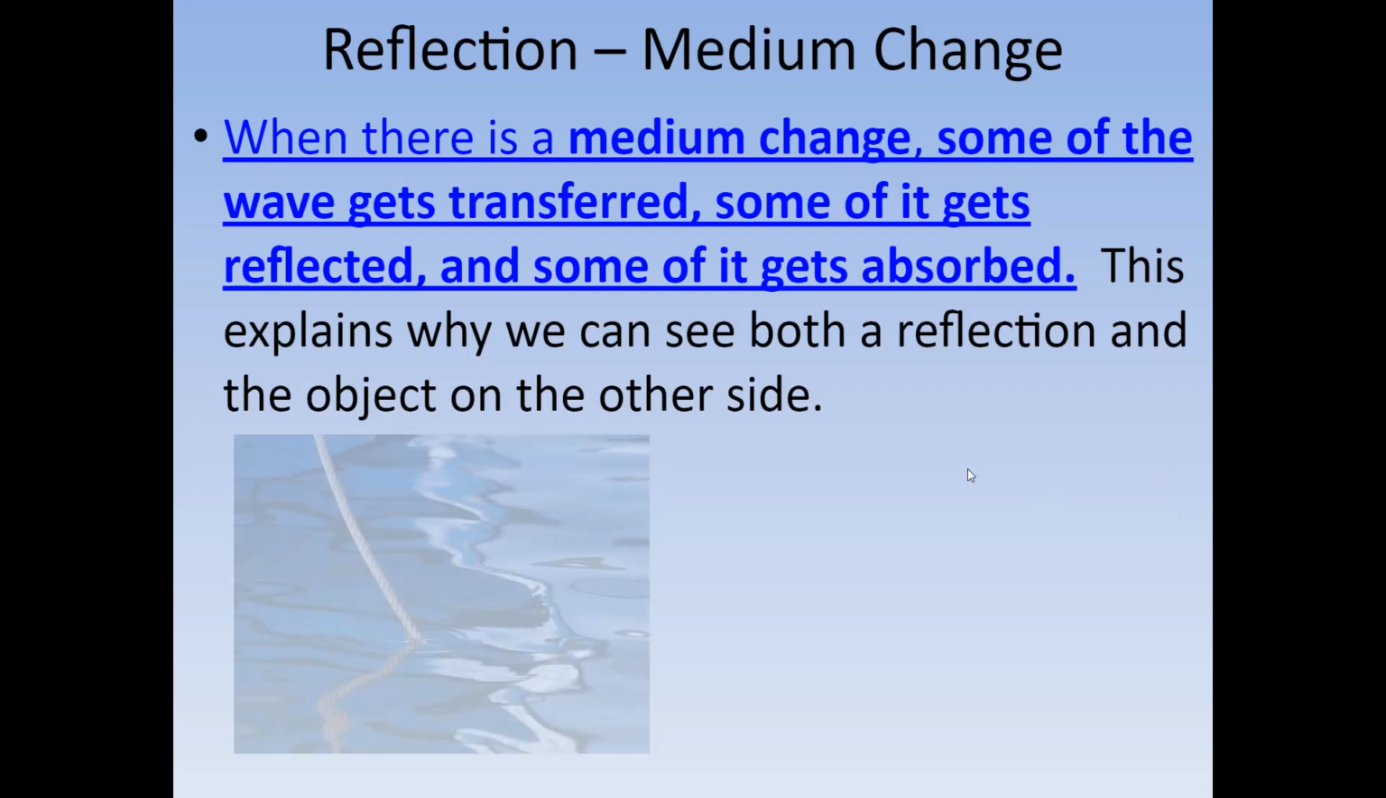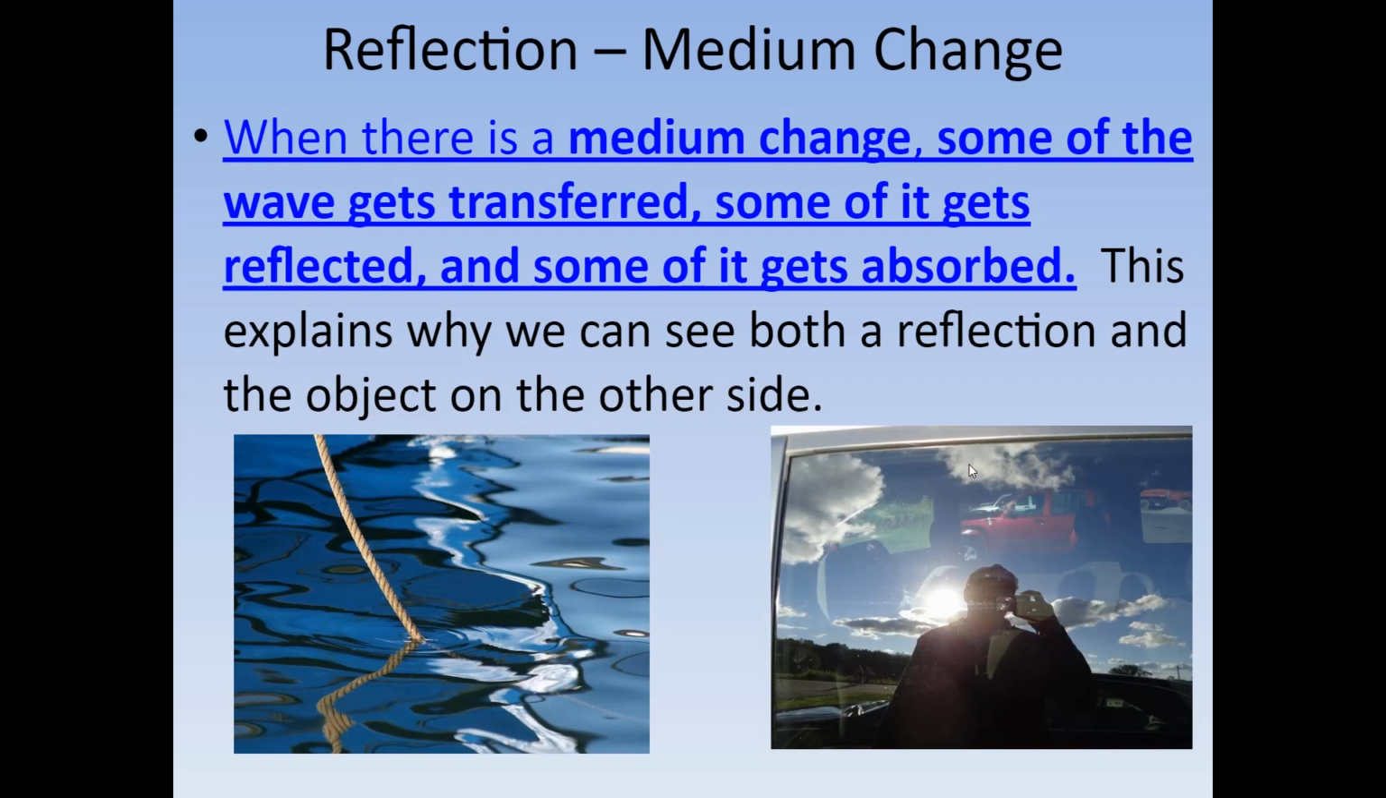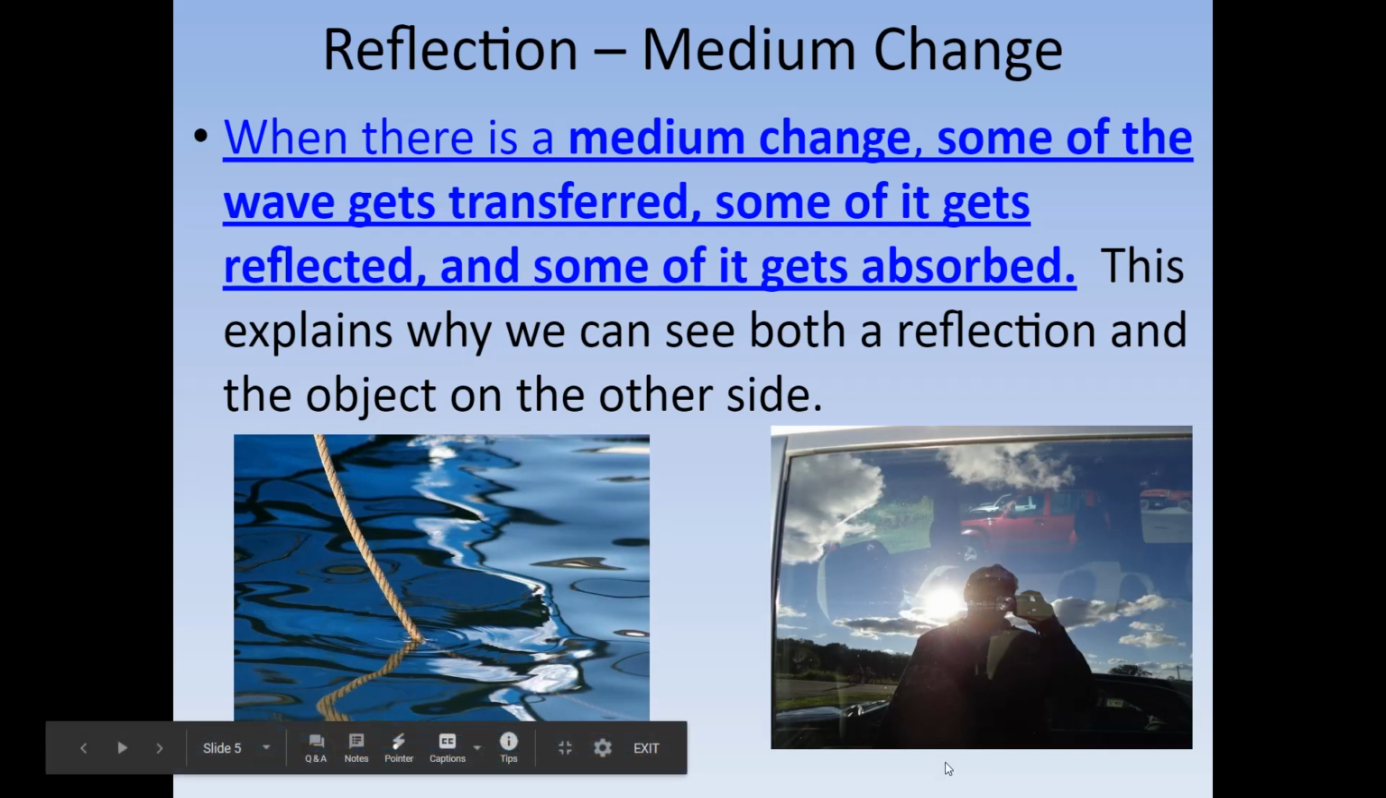This is the main reason why when someone's looking through a windshield, not only can a person inside the car see what's going on outside, but a person standing outside the car could also see their own reflection, just like in this picture.